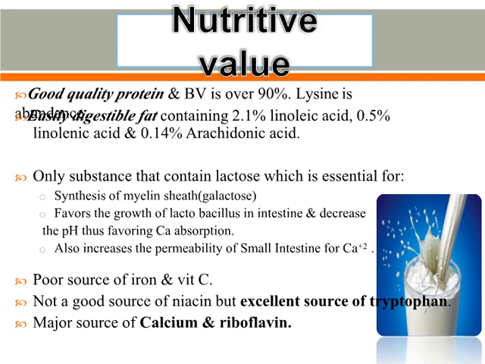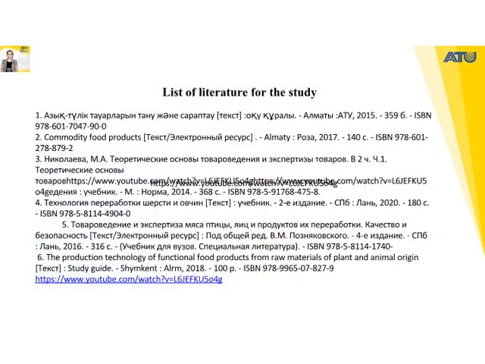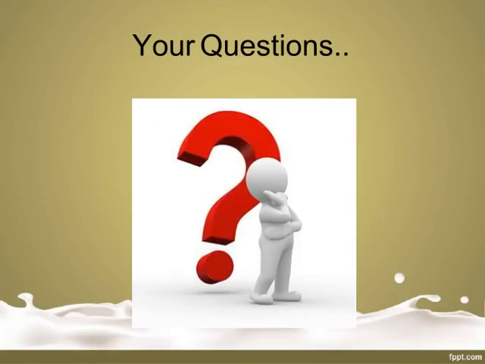Poor source of iron and vitamin C, not a good source of niacin but excellent source of tryptophan. Major source of calcium and riboflavin. Composition of milk from different species. Your questions.